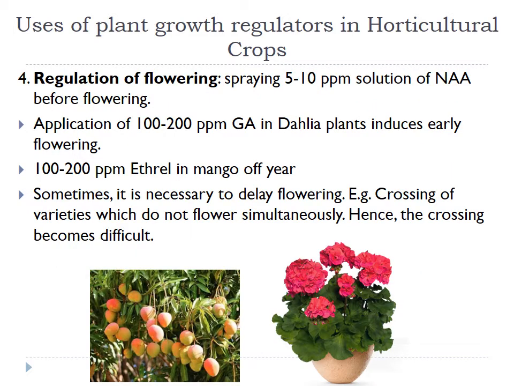Fourth use is in regulation of flowering. Commonly, auxins and gibberellins are used for inducing flowering. Spraying of 5 to 10 ppm of naphthalene acetic acid before flowering can control the flower growth. Also, 100 to 200 ppm of gibberellic acid in dahlia induces early flowering, whereas 100 to 200 ppm of ethyl, that means ethylene, in mango can induce flowering during the off year. So mango, we know, flowers sometimes in alternate years, alternate bearing. So if you use ethylene or ethyl, you can even induce flowering during the off year.